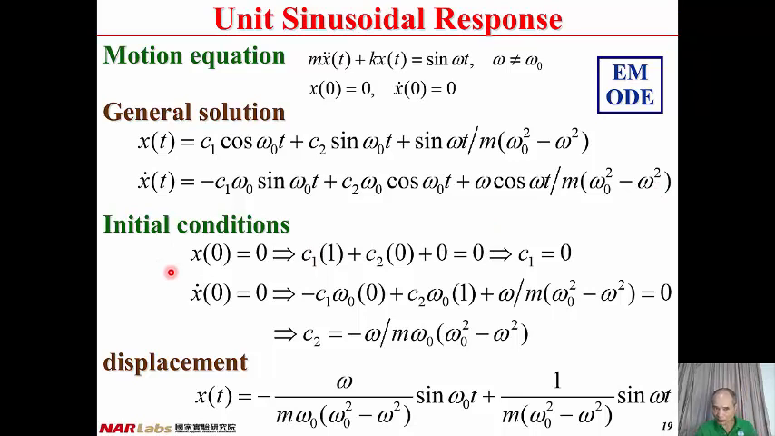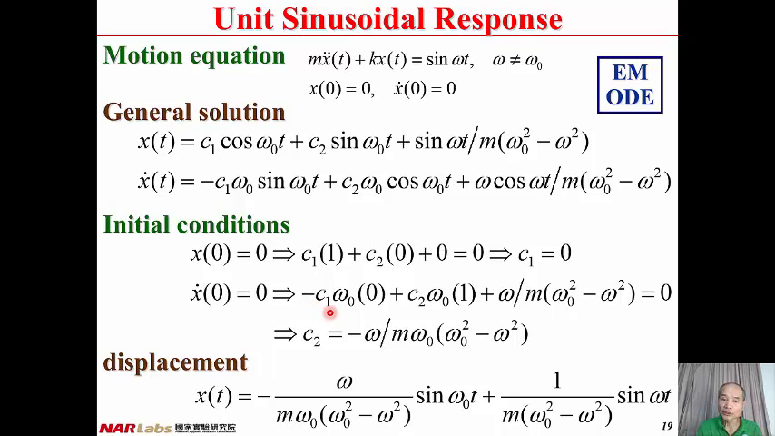From the initial displacement, x of 0 equal to 0: C1 times cosine 0 equal to 1, plus C2 times sine 0 equal to 0, plus sine 0 equal to 0, equal to 0. And from this equation, we can solve for C1 equal to 0. Then consider the initial velocity, x dot of 0 equal to 0.